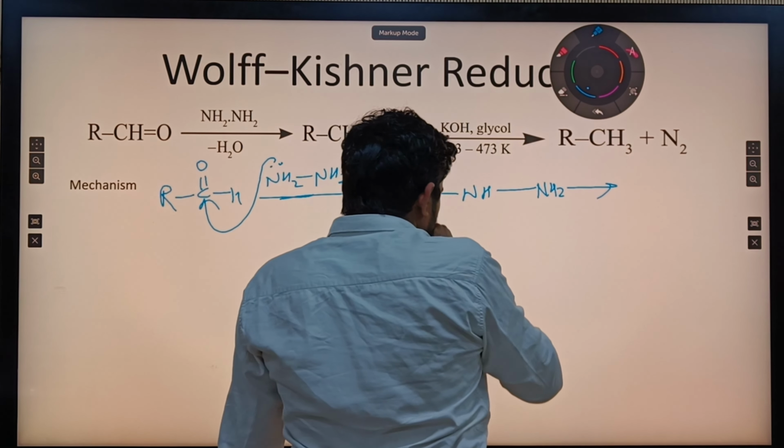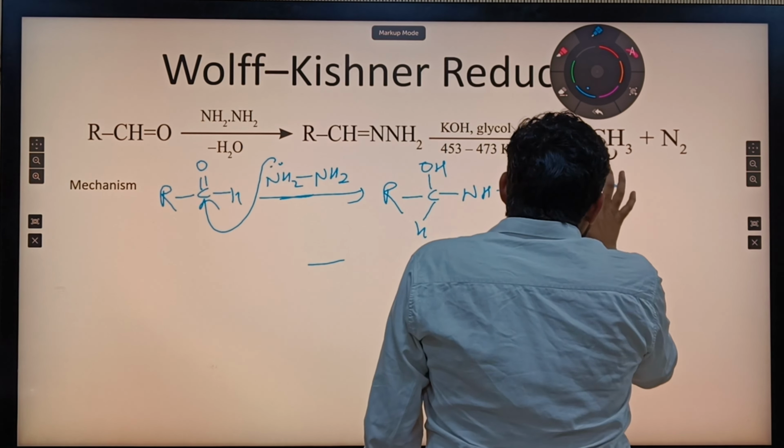Then further, in acidic condition, the lone pair of oxygen abstracts the proton from the nitrogen and converts into a leaving group like this, OH2 positive. The lone pair of the nitrogen is introduced into the molecule like this, the double bond will form, and H2O will be removed from the reaction.